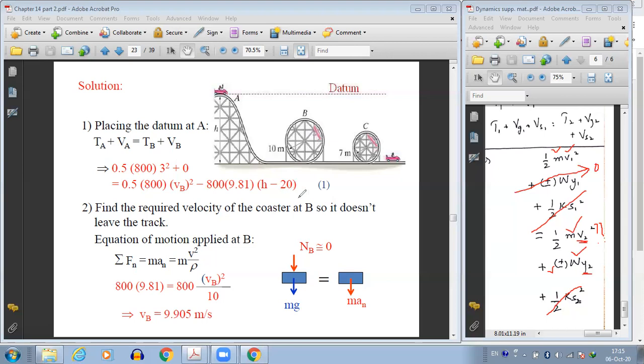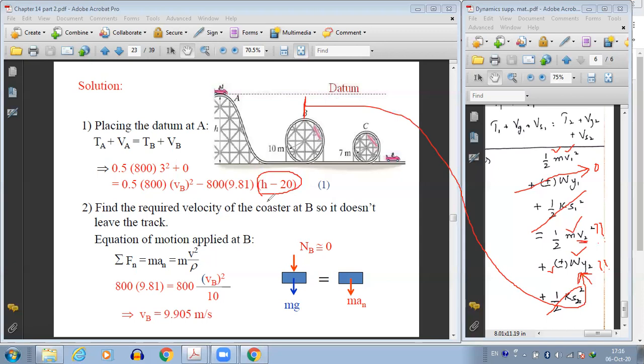So now we have in this equation two unknowns. What is h? It will be h minus 20, because the radius here is 10. So that's this distance. This will be y2. So now we have one equation with two unknowns, where VB is unknown and h is unknown.